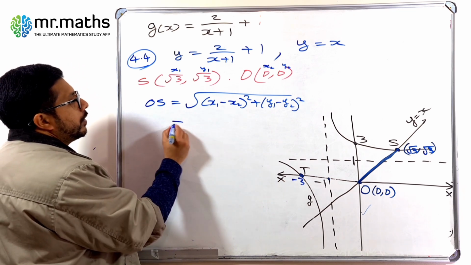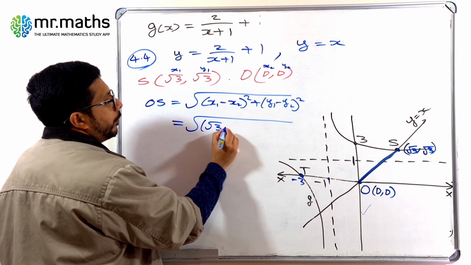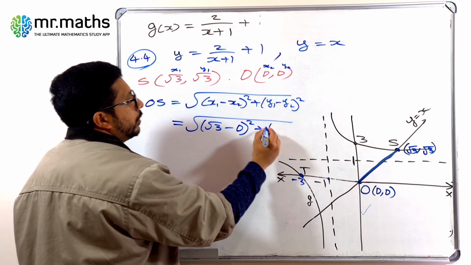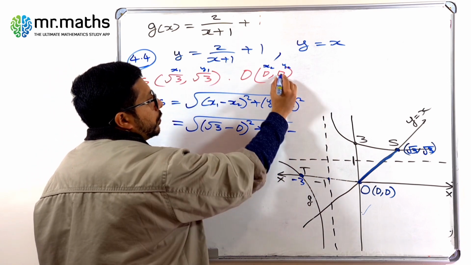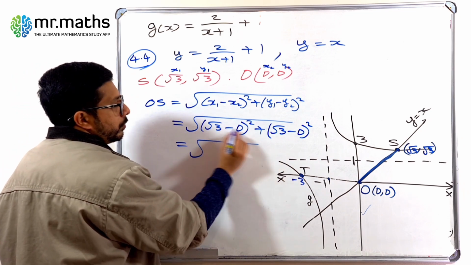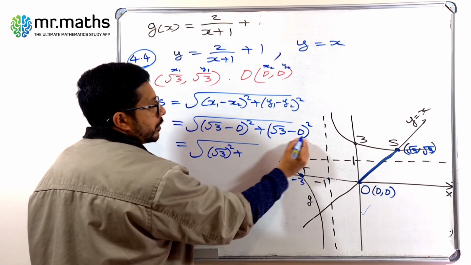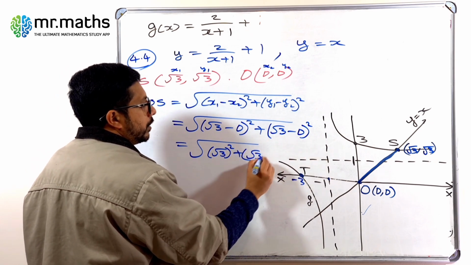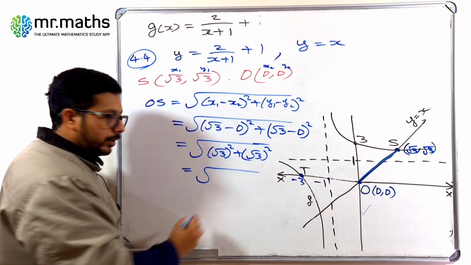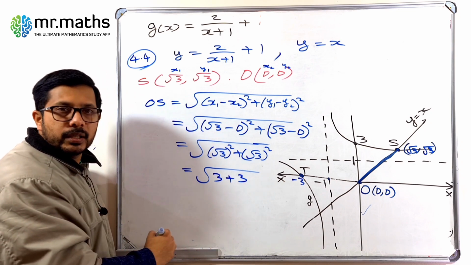So it is root of x1, x1 is root 3 minus x2 0 the whole square plus y1 root 3 minus y2 0 square. Okay, so it is root of root 3 minus 0 is root 3, so it is root 3 square plus root 3 minus 0 is root 3, so root 3 square. So what is root 3 square? That is 3. What is root 3 square? That is 3. 3 plus 3 is 6.